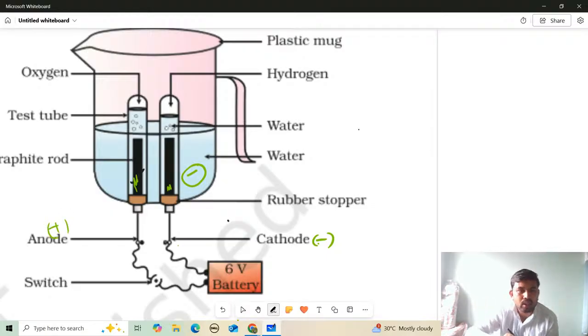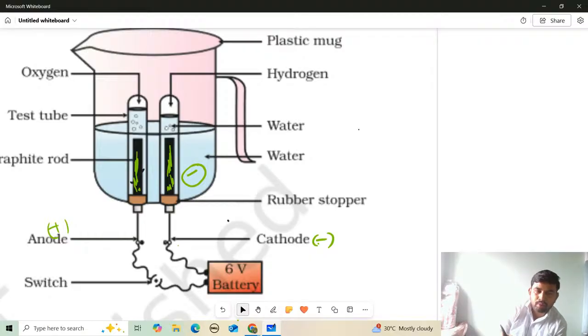Now see, they have given two electrodes here. Then you can see they took the water here because we are doing decomposition of water by supplying electricity. Here there is a battery and a switch, and you can see two test tubes kept inverted upon the electrodes. Inverted means reversed.